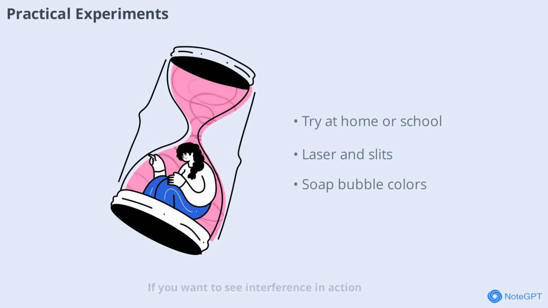If you want to see interference in action, try simple experiments at home or in the classroom. Shine a laser pointer through two closely spaced slits or observe the colors in a soap bubble. These hands-on activities make the abstract concepts of wave optics tangible and memorable.